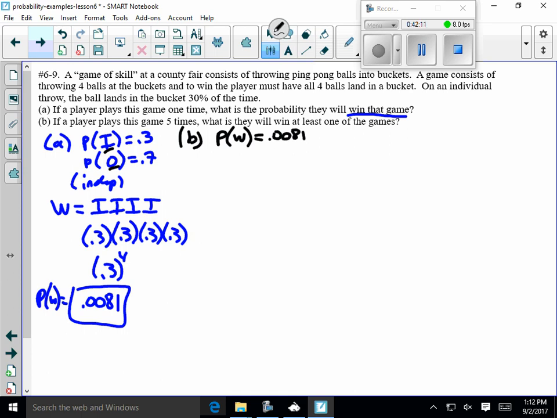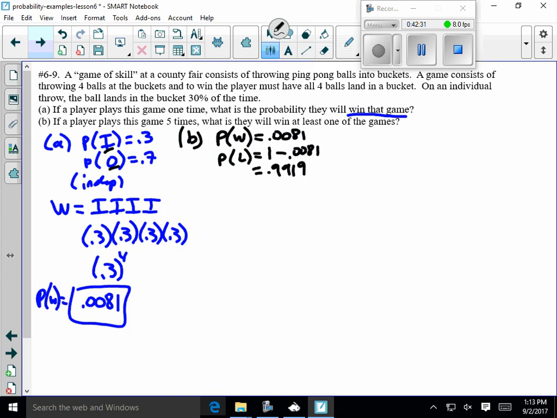So let's say the opposite of that would be losing. The probability of losing would be 1 minus winning, because you can either win or lose. So the probability of losing would be 0.9919. So on an individual game, the probability that I don't get all 4 balls in happens 99.19% of the time.